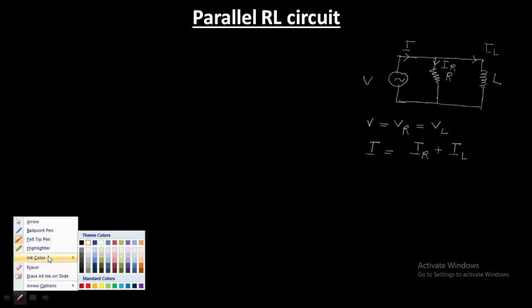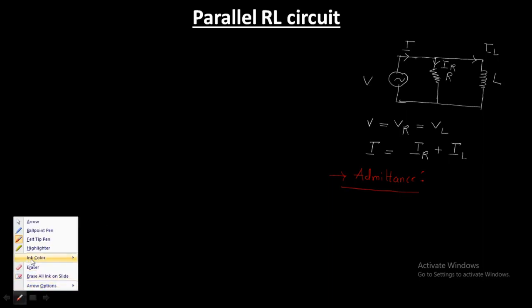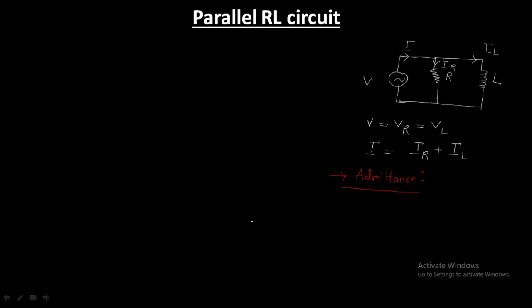Okay. We have to discuss one point here. That point is the admittance. We have to learn something about the admittance. Admittance is simply the reciprocal of the impedance. Admittance is represented with Y. So Y is nothing but the reciprocal of the impedance.